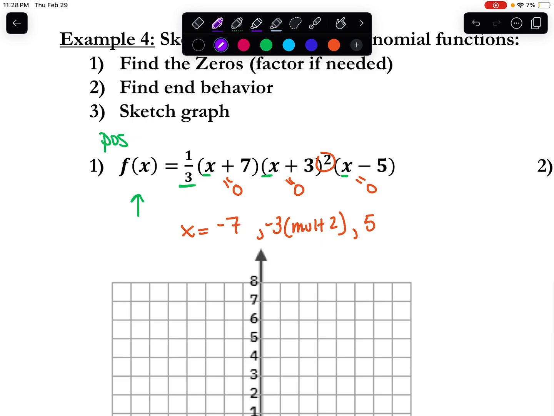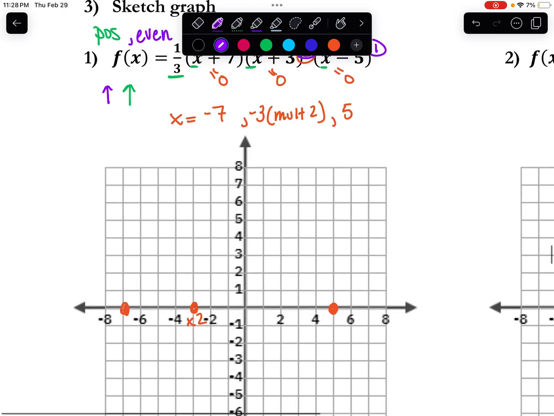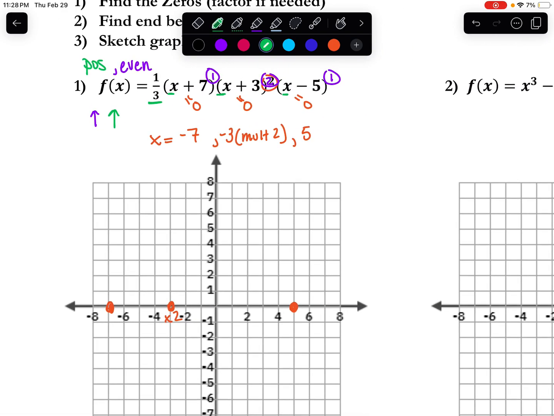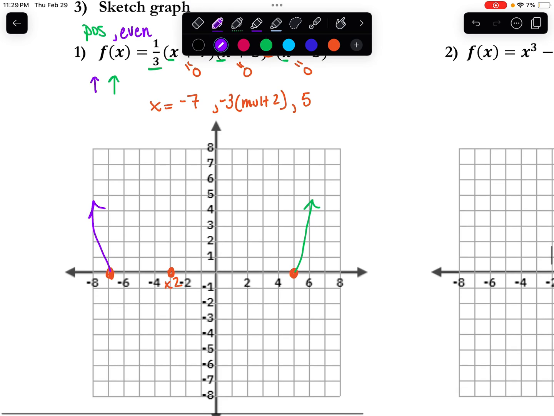And then if we count the degrees, this is x to the first, x squared, x to the first. So 1 plus 2 plus 1 is 4. So this is an even polynomial, which means both of them will face up. So we can put those arrows now onto our graph. The right arrow, from the 0 all the way to the right, is going to point up, and from the 0 all the way to the left is going to point up. So we've done this already.